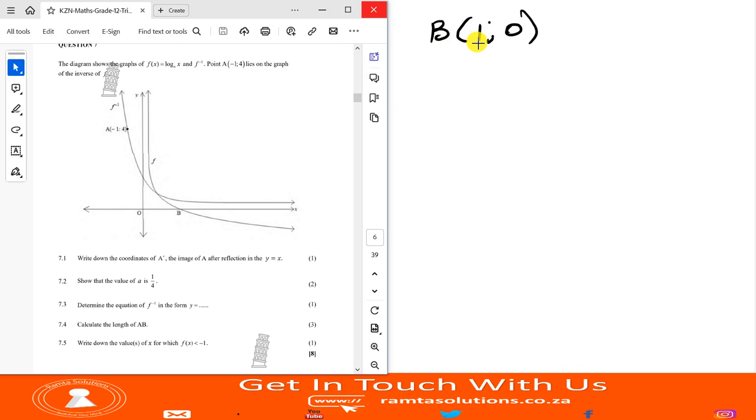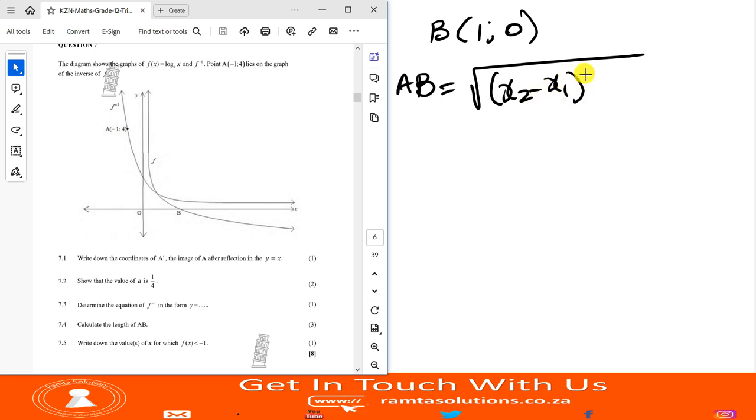Now remember, you are looking for distance AB. Guys, do not hesitate. When they say length of AB, you use your distance formula. AB is equal to the square root of x2 minus x1 all squared plus y2 minus y1 all squared. Whichever you call 2, I'm calling B the second point. So what is this?